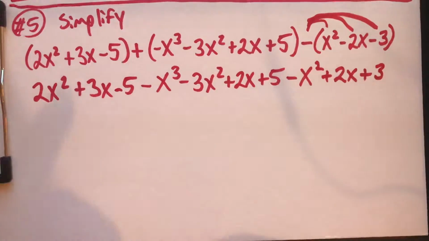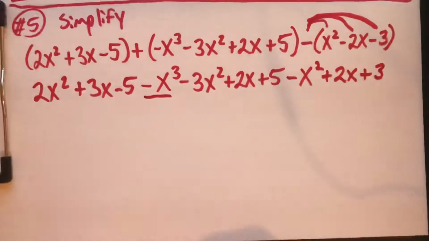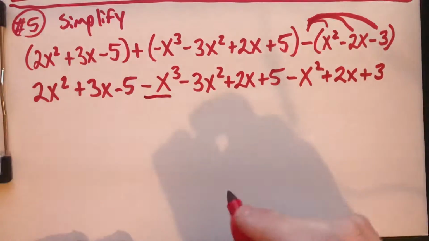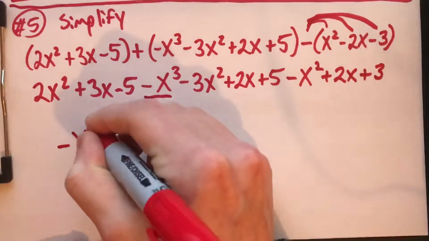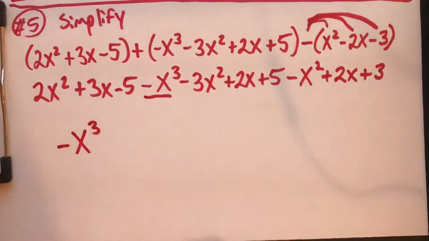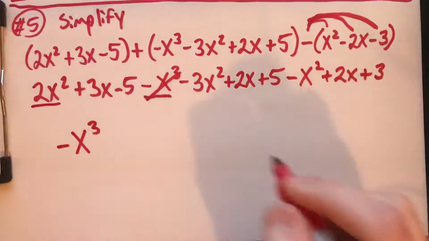So I'm going to start with the highest term. The highest term I see is this x cubed here. It's a negative x cubed. So that's going to be the only cube in here. So that means that my first term in my simplified polynomial will just be that negative x cubed. And since we have so many polynomials going on at once, it's really important to cross them off as you deal with them.